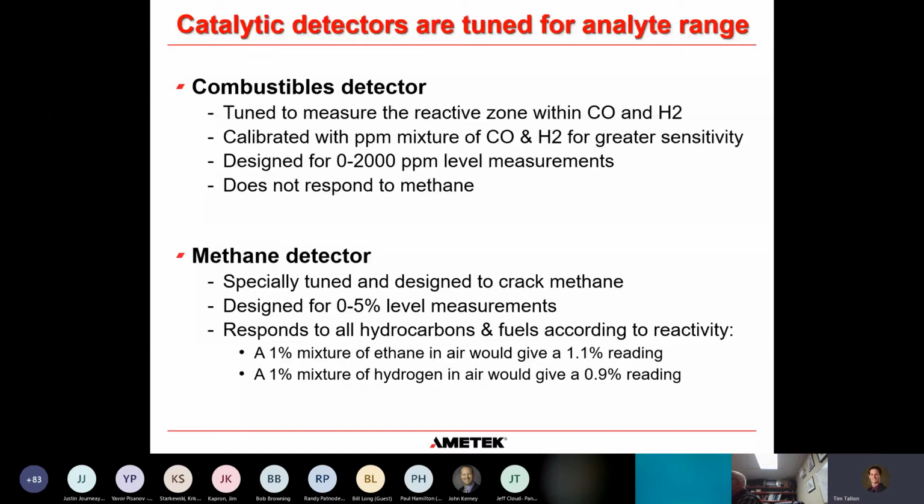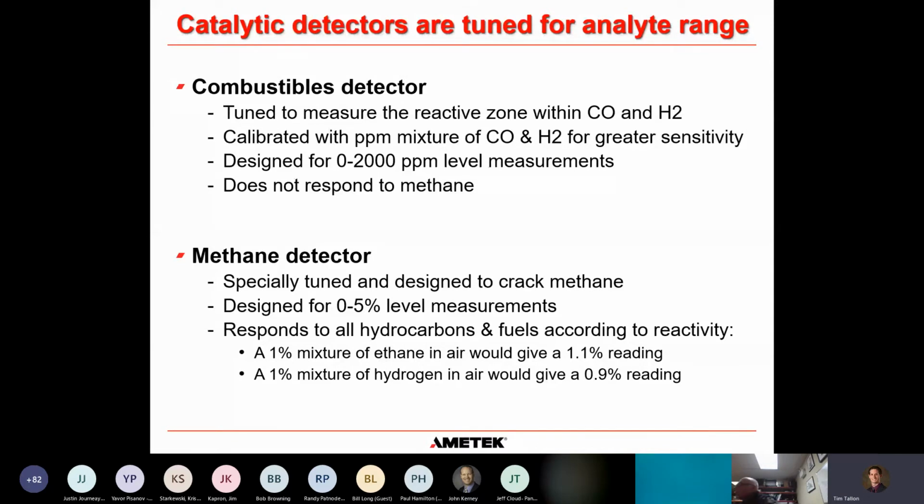Now, the thing to keep in mind is that a methane detector is specifically designed to crack methane. It operates hot enough, and it provides that 0 to 5% level measurement for the detection of LFL, lower flammability limit measurements. The thing I want to highlight, though, is that the methane detector responds to all hydrocarbons and fuels according to reactivity. Now, calibration is very important, but calibration for methane means that a 1% mixture of methane gives a 1% reading on the methane detector.